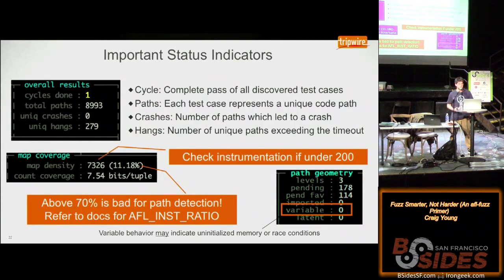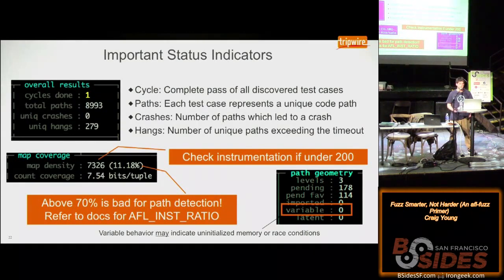Another important thing to look at on the status screen is the map coverage. This indicates how your fuzzing bitmaps are filling up. If this first number, 7326 on the screen, is below 200, this probably indicates that you didn't instrument enough stuff, or you're not fuzzing what you think you're fuzzing. So you should probably Control-C and check your bases again. The percentage that's indicated there is also a good metric. If it goes above 70%, it probably means you're having some collisions. The fuzzer's not able to effectively determine new state transitions, new paths. So you're going to want to Control-C and start reading the docs for AFL_INST_RATIO, which basically says that when it's compiling, there's some percentage likelihood that it's going to instrument any particular branch.